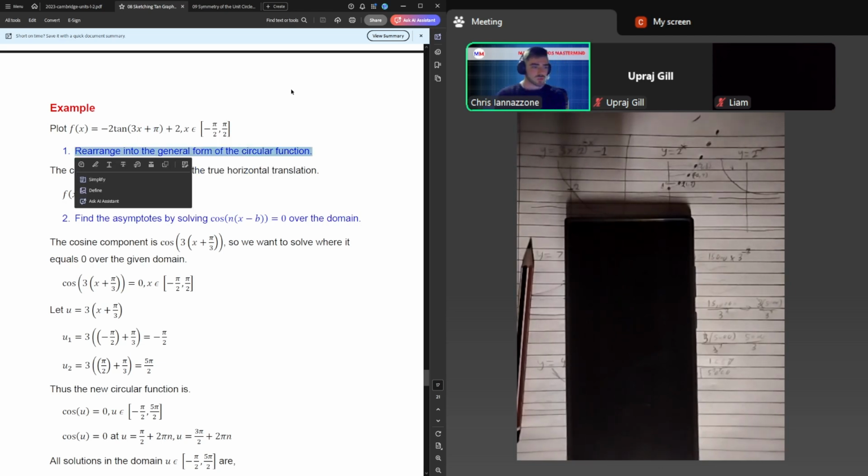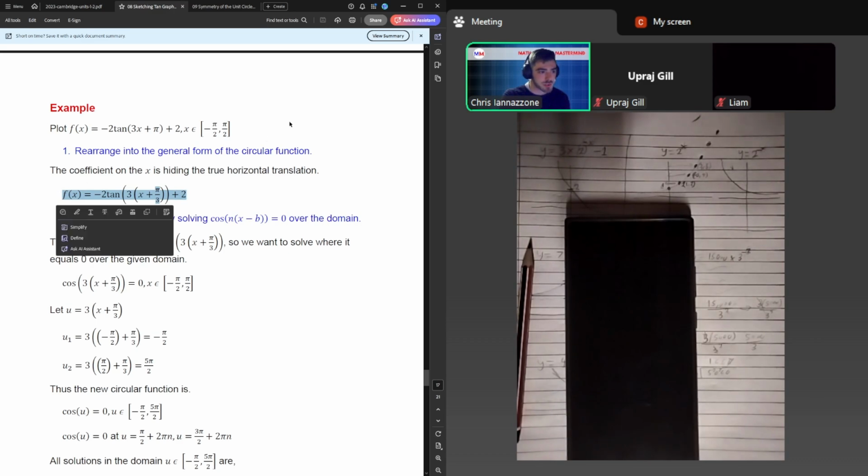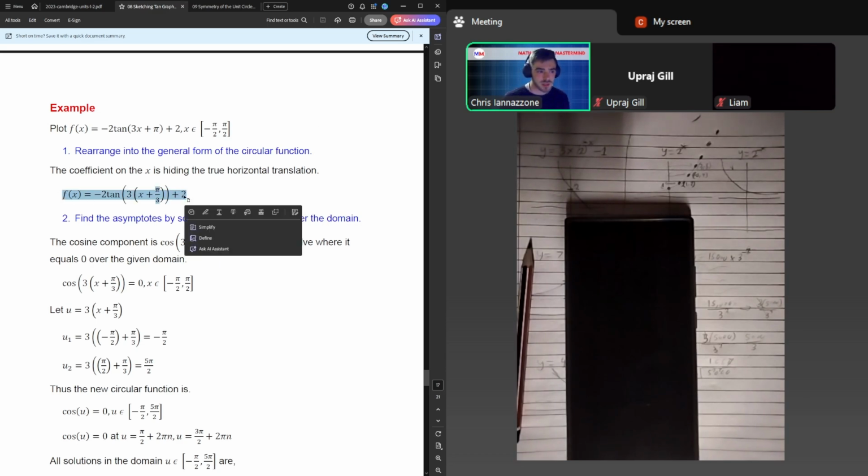One of the first things I'll do in any function is rearrange it so that I can see what all the key features are. Now, that's more so a good habit. This technically doesn't actually help you solve it any faster, but I would love it if you built the habit of identifying what all the key features are ahead of time, because then it gives you another way to figure out if what you've drawn is actually correct.